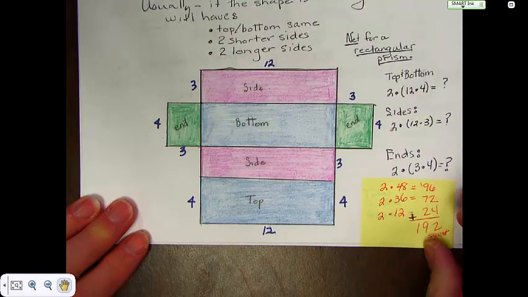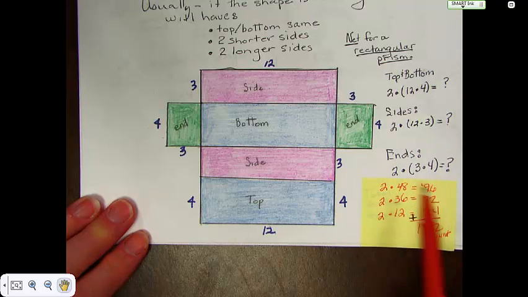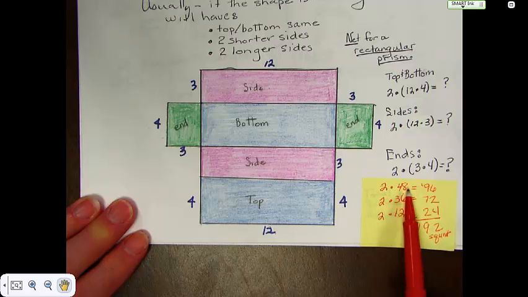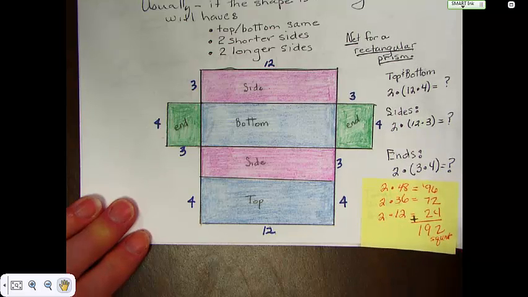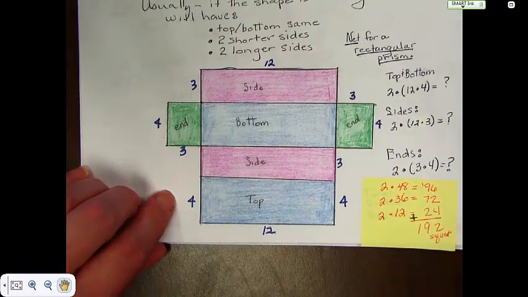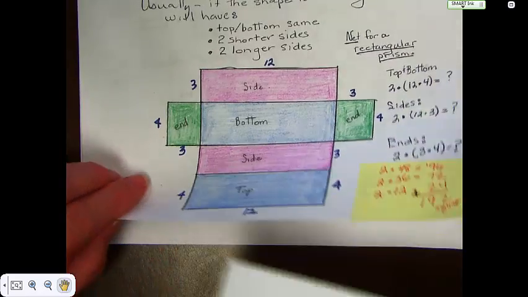Okay? And of course the work is down here, you could see that: 2 times 48 is 96, 2 times 36 is 72, and 2 times 12 is 24. When you add that all together, it would be 192 square units, and that would be enough to cover that box or to create that box.